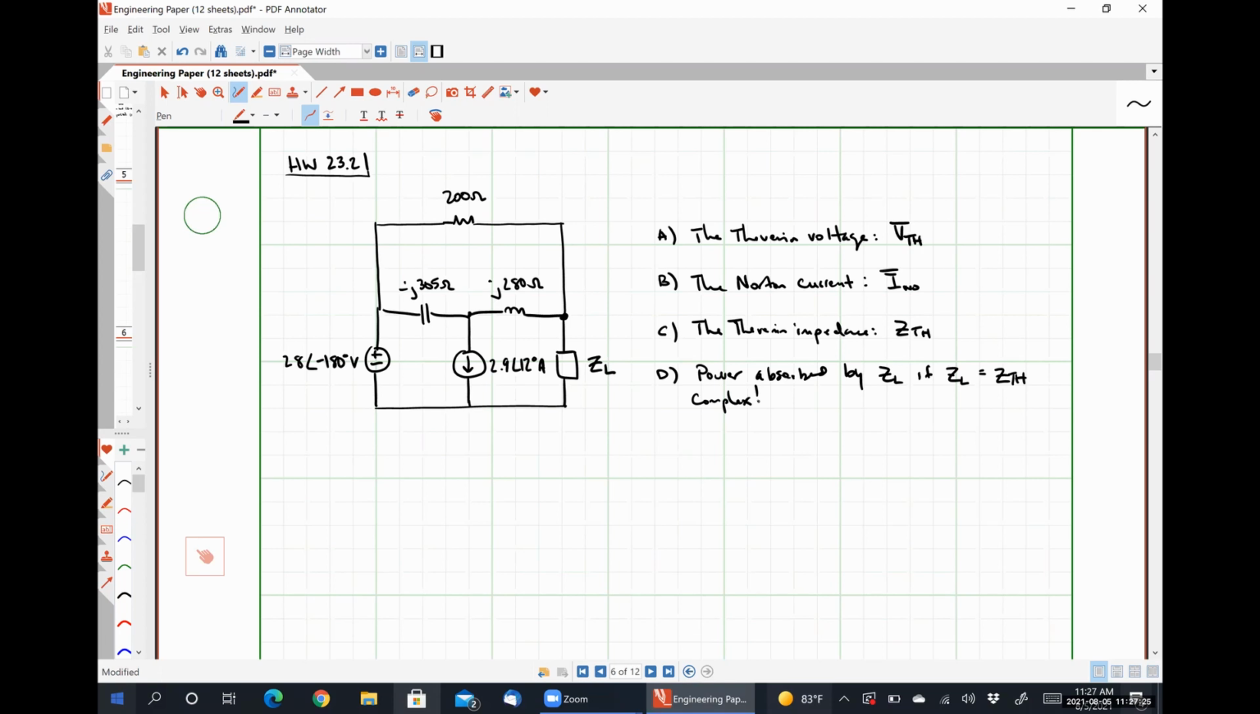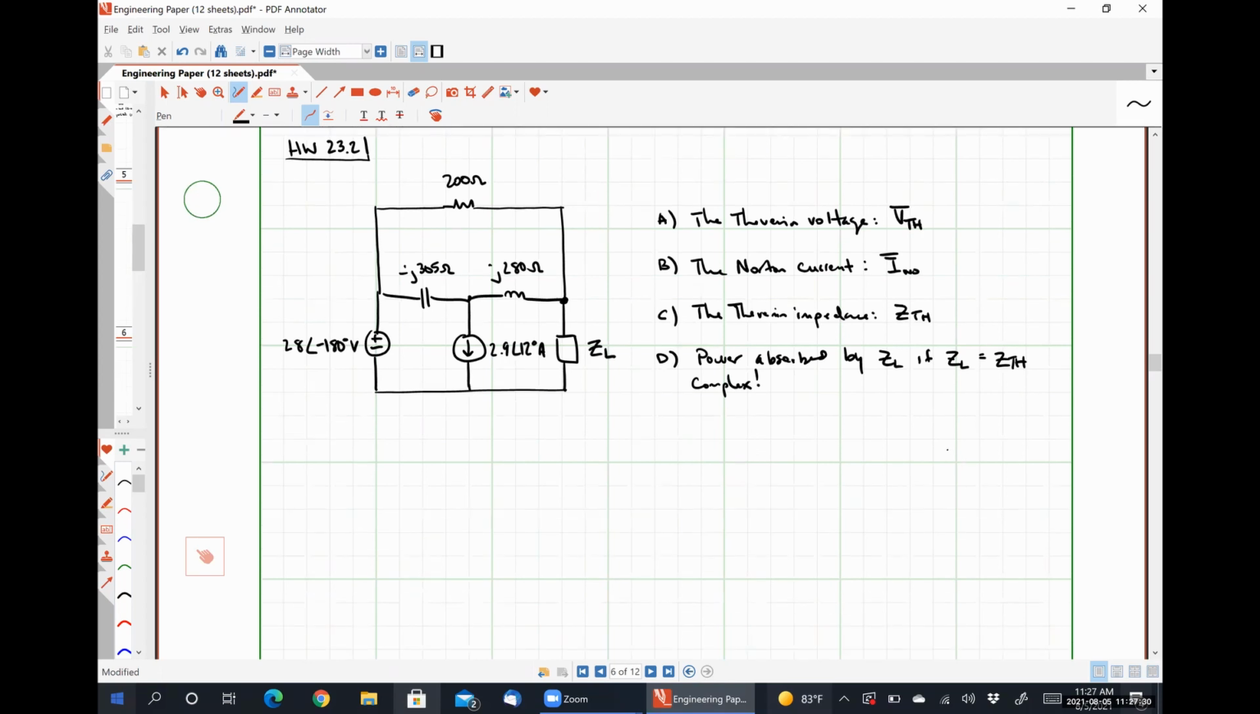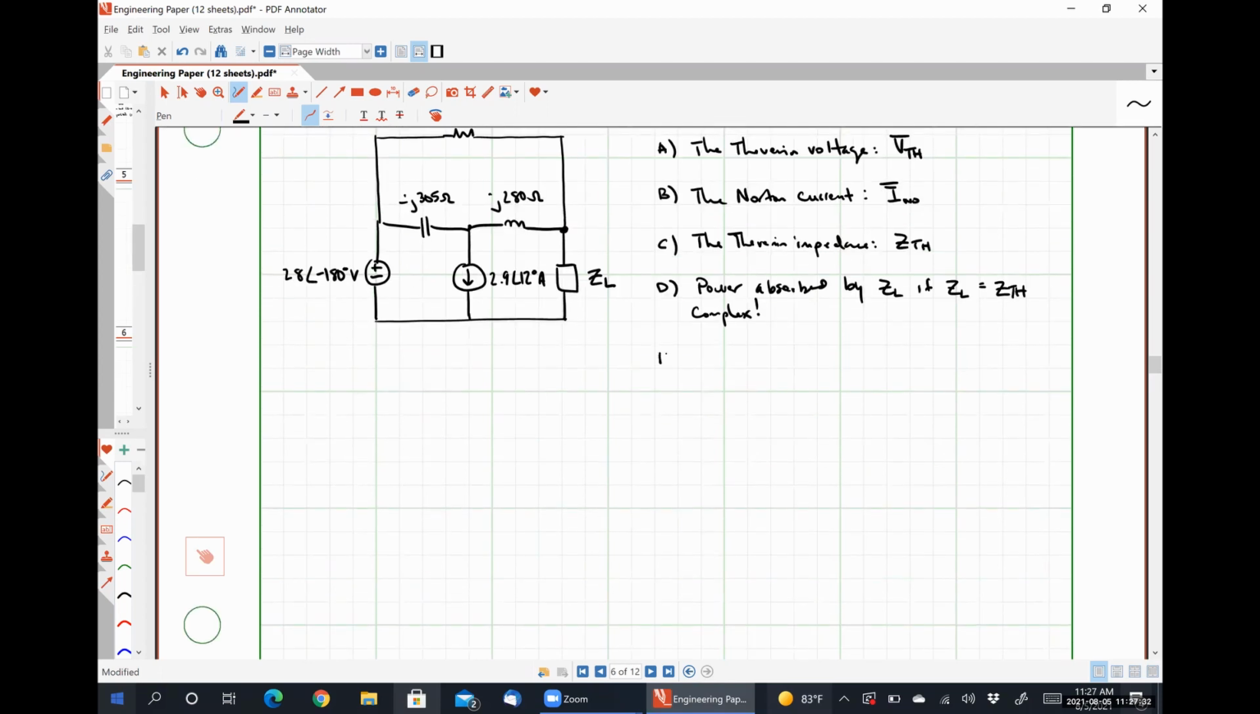That portion is what trips up some students, and I'll explain why in a moment. And then for part E, we are asked to find the power, and again this is representative of the complex power absorbed by ZL if ZL is equal to ZTH conjugate.